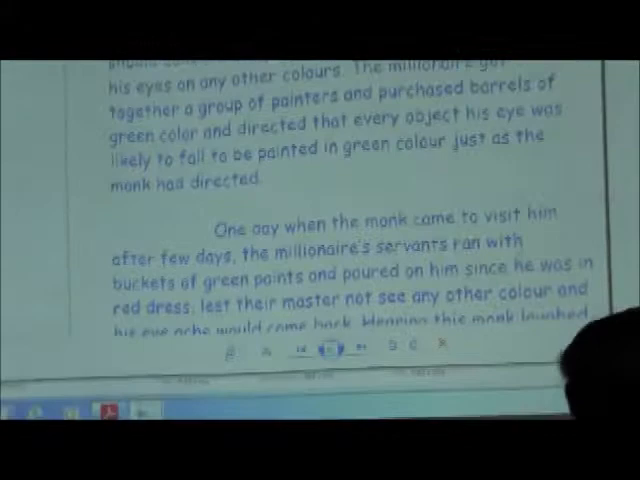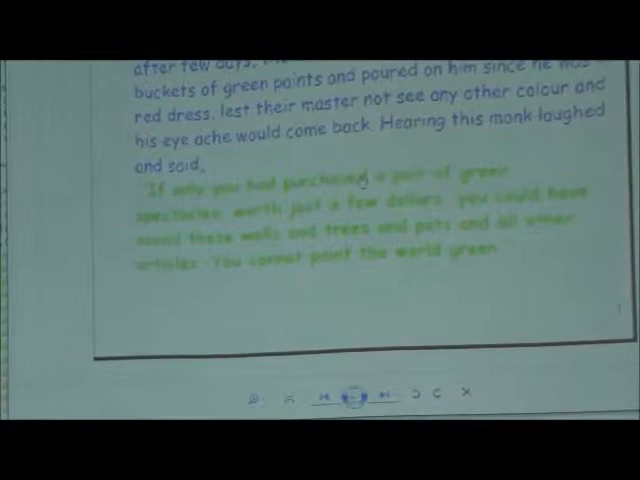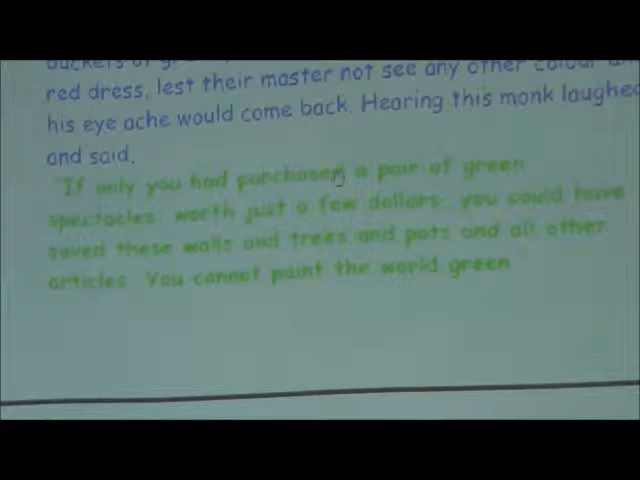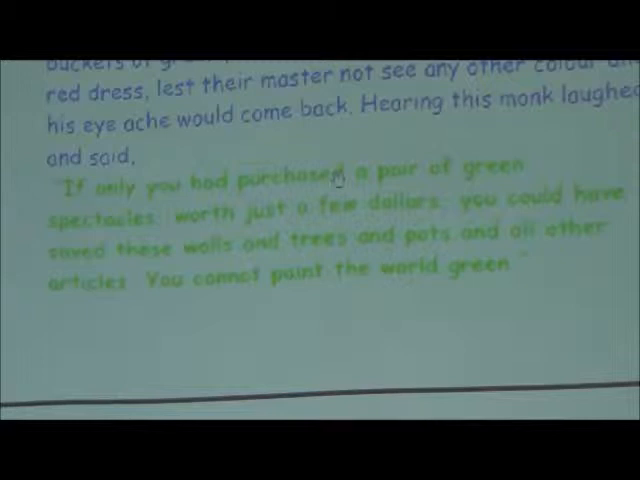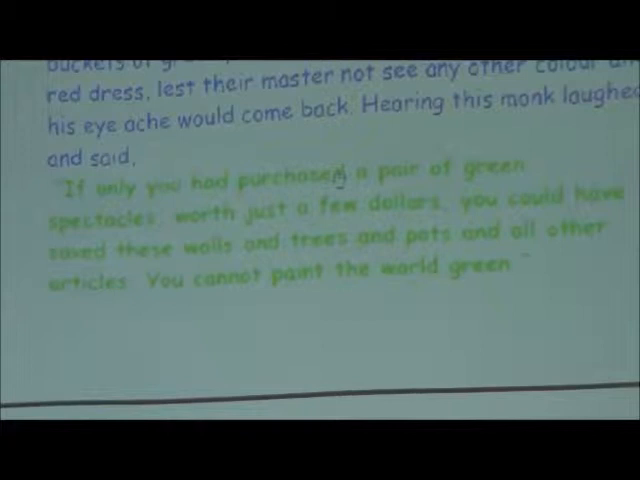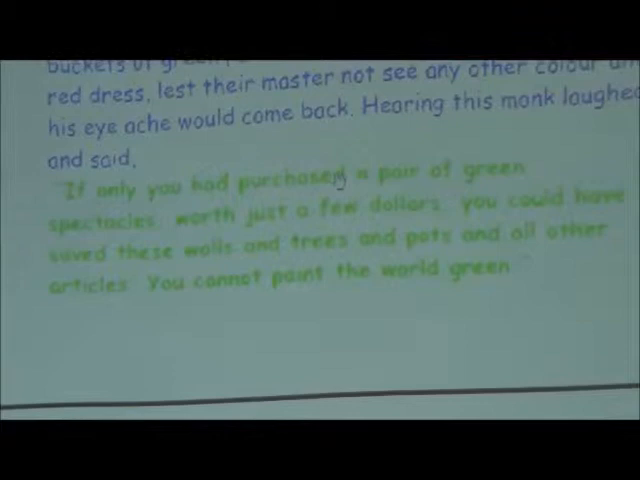To bring it down, the monk said that if only you had purchased a pair of green spectacles and put them on your face, you could have saved the $1 million that you have spent. So it's a small case. Sometimes we don't think critically, and then we spend millions of dollars, and later on we realize that we made a mistake. That is how critical thought, what is taught in the classroom, in the maths class, is really applicable everywhere in our daily life.